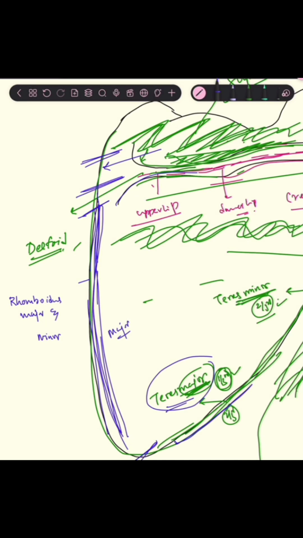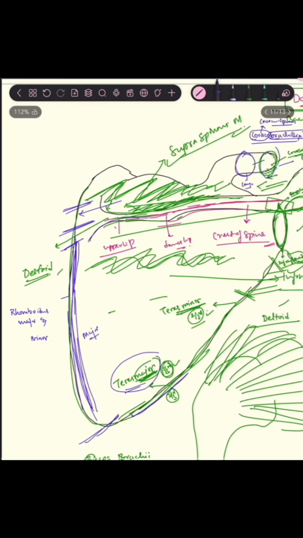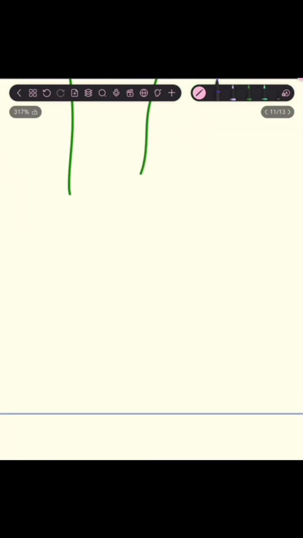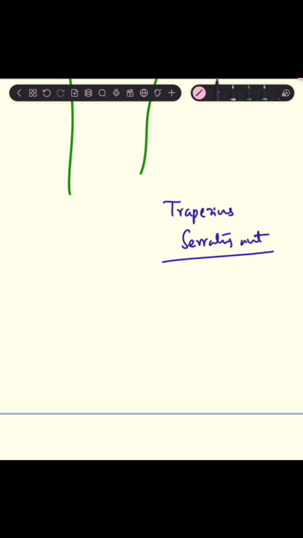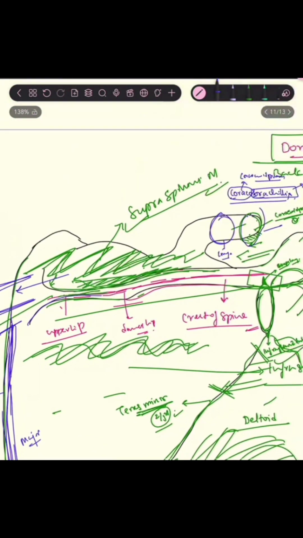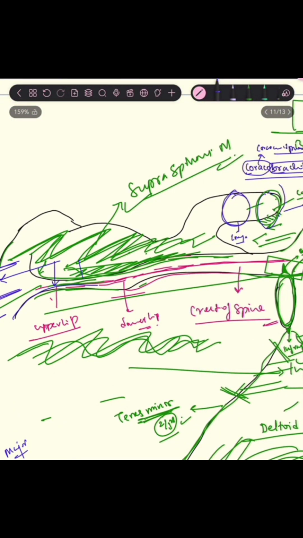Now comes the insertions of the muscles. What muscles are taking their insertion into the scapula? We have two muscles, one is the trapezius muscle and another one is the serratus anterior muscle. So the trapezius muscle is a back muscle which is taking its origin from the central parts of the spine, and it is going to be inserted into what? It's going to be inserted into the crest of the spine.